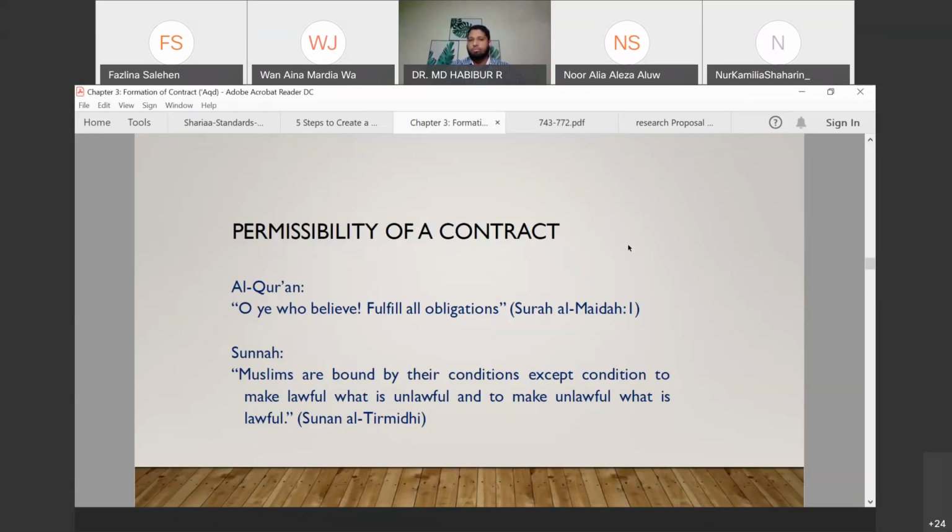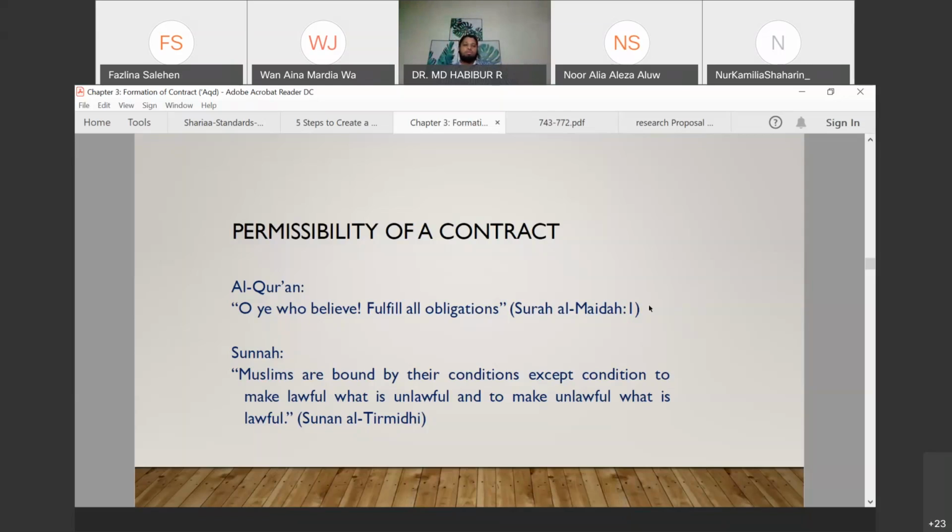Permissibility of a contract. So what is the Sharia status? What is the Sharia ruling for the contract? Whether a contract is permissible or not. Basically, the original principle, Al-Qaeda al-Asliya, the basic ruling in Fiqh Muamalat, is that every contract is permissible, unless it violates any Sharia principles. So the Muslim can design any contract, or come up with any agreement, as long as it is within the boundary of Sharia.